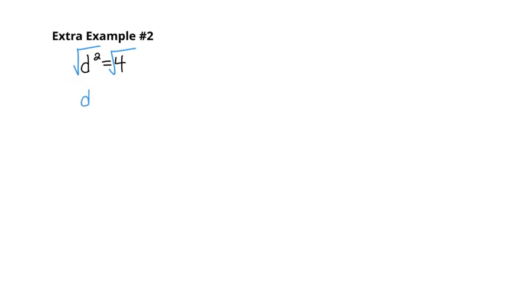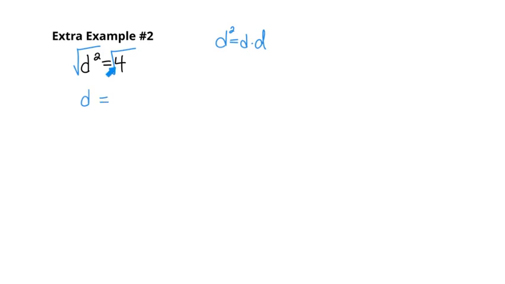That's just d, because I'm asking, hey, what times itself is d squared? Well, d squared is just equal to d times d. So that means that when I take the square root of d squared, I'm just asking, hey, what's being multiplied by itself here? And that's d. So d is our answer there.